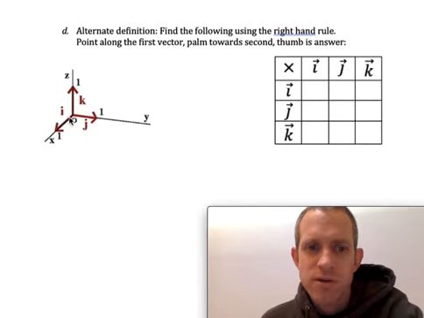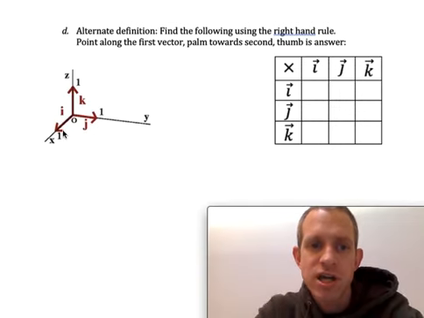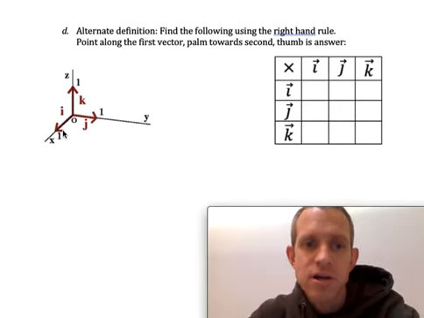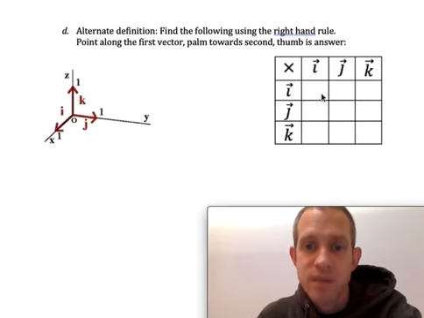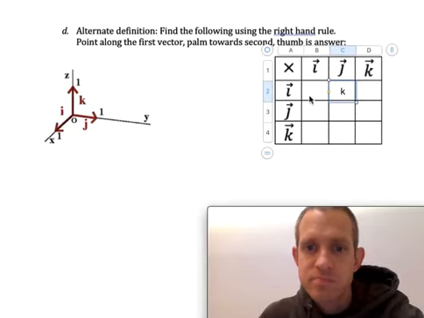So if we point our fingers towards i, that is with our right hand, remember, and rotate our fingers from i around to j, or put your palm towards j, then the cross product would be k. And so that means that i crossed with j is k.